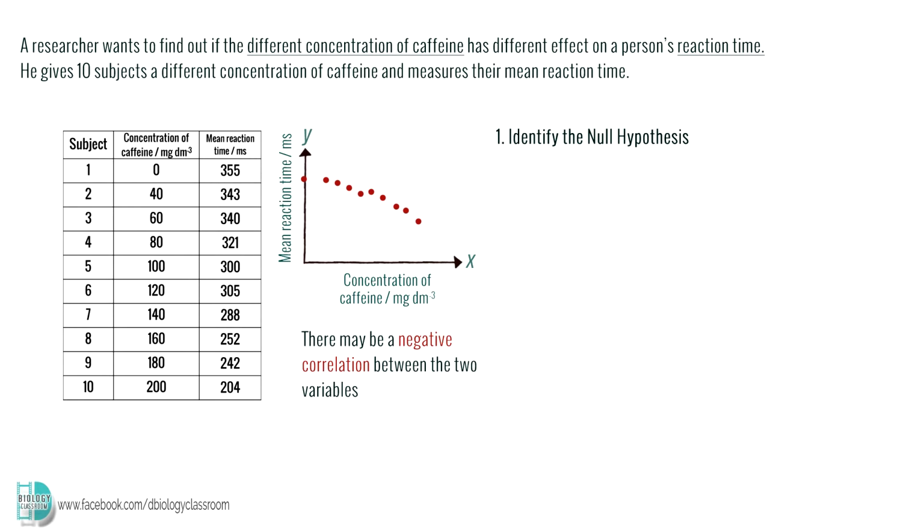Firstly, we need to identify the null hypothesis. We assume that there is no correlation between them. So the null hypothesis sounds like this: there is no correlation between the concentration of caffeine and the mean reaction time.